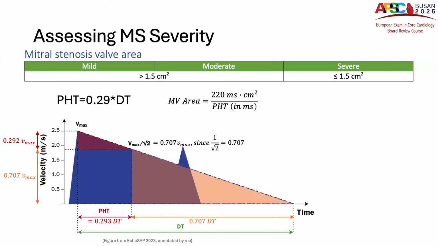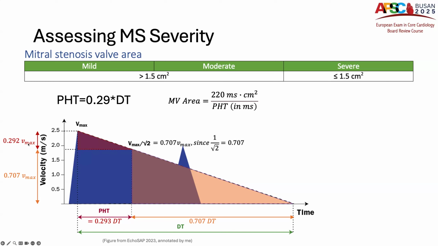Why does this work? Notice that deceleration time, you can see over here, this green one, DT, and pressure half time, PHT, in red over here, both make up the base of proportional right angle triangles. And 1 over square root of 2 is 0.7071. So the complement of that is 1 minus 0.707 equals 0.293. That's where this rounded up 0.3 comes from.